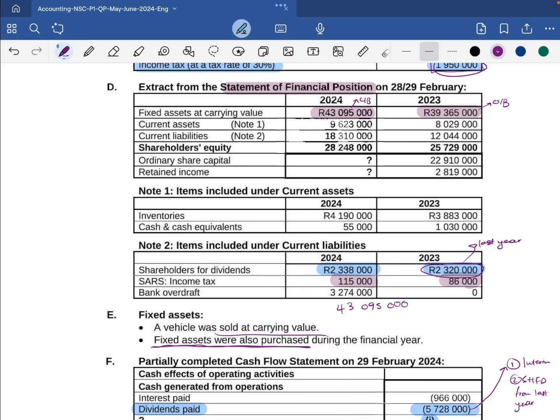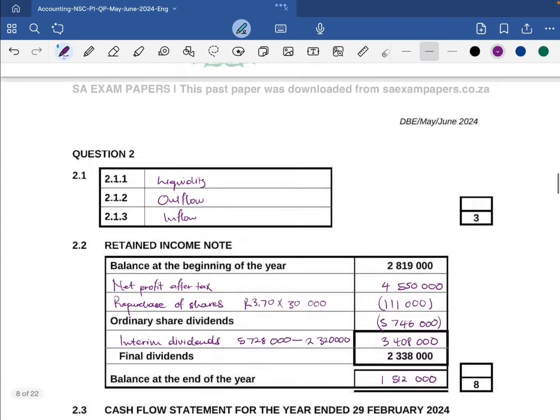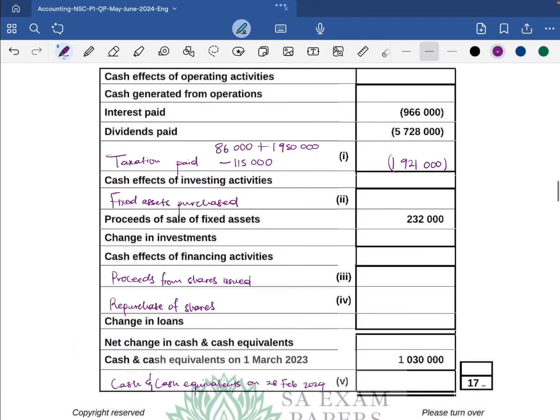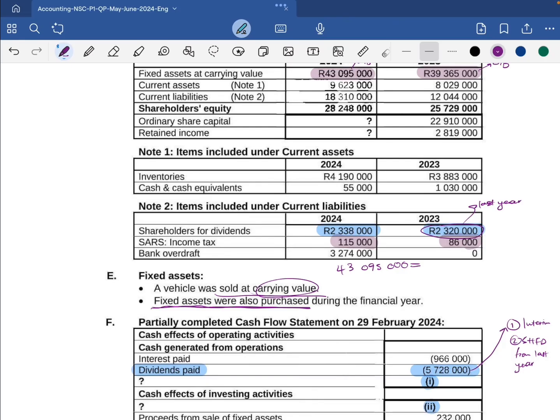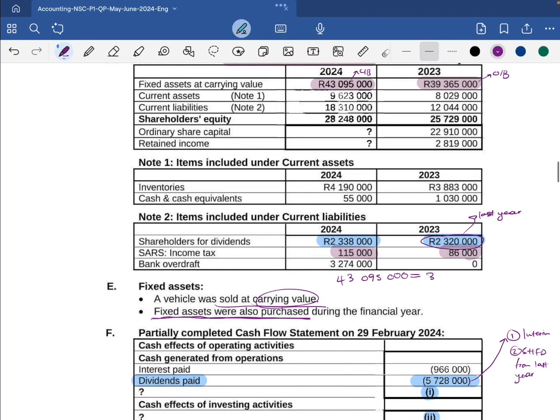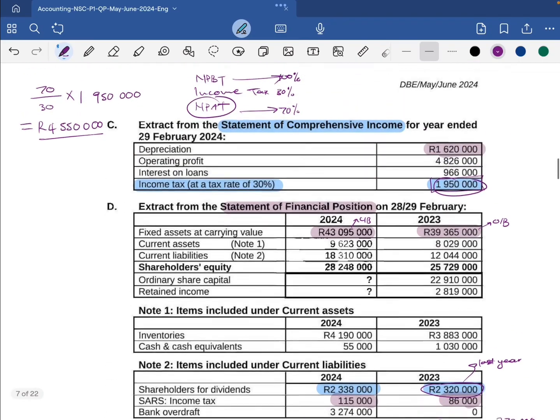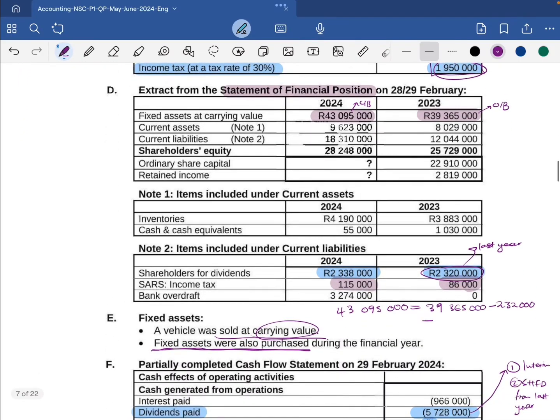43,095,000, and then we had a vehicle that was sold at carrying value. We don't know what the carrying value is, but if we look at our statement of cash flows, the proceeds that we received from this sale was 232,000. So we know that the carrying value was 232,000. So what basically happened is that 43,095 is equal to the 39,365 minus the 232, which is what we have sold, and then minus the depreciation of 1,620,000.